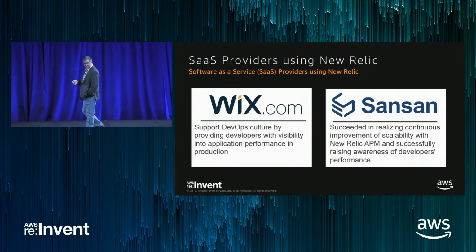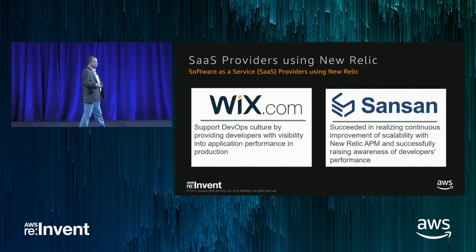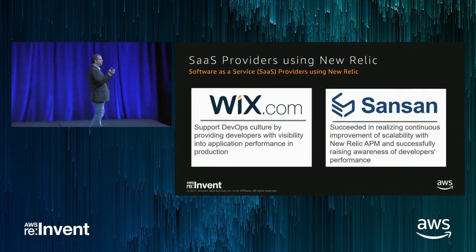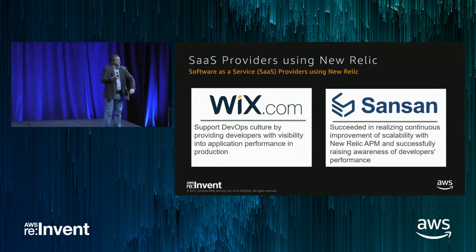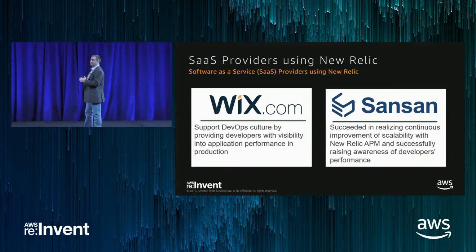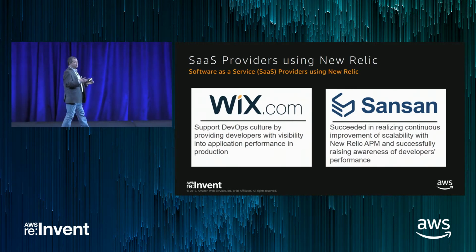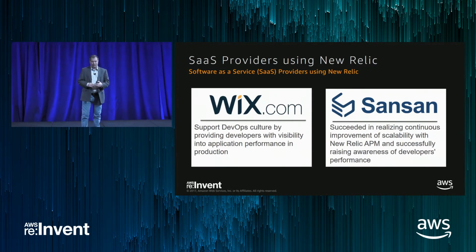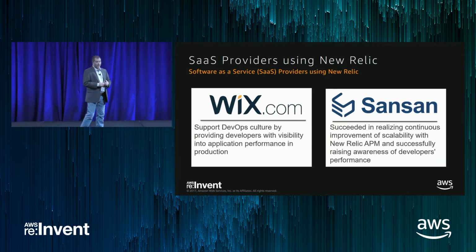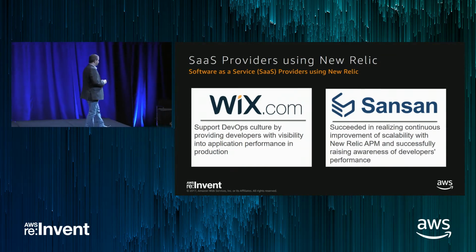In Wix.com's case, they have a DevOps culture, and we wanted them to gain visibility into their application performance in production, because we know production is a little bit different. So we were able to help their DevOps folks gain visibility into production. On the other side, Sansan has a continuous improvement model. They're being very agile. We want to give them visibility and have them be very successful. They're using APM, and these are two SaaS-based customers that are using New Relic to great ends.